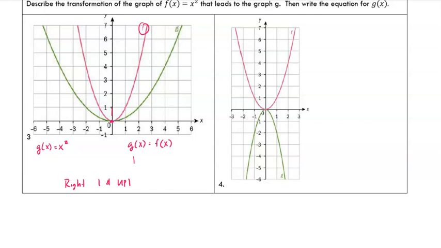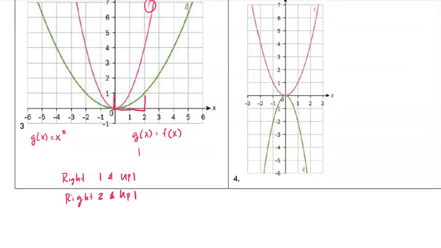Okay, changed into a right 2 and an up 1. Once you understand that, oh gosh, dilations are so easy to figure out. Okay, then you can look at another point.